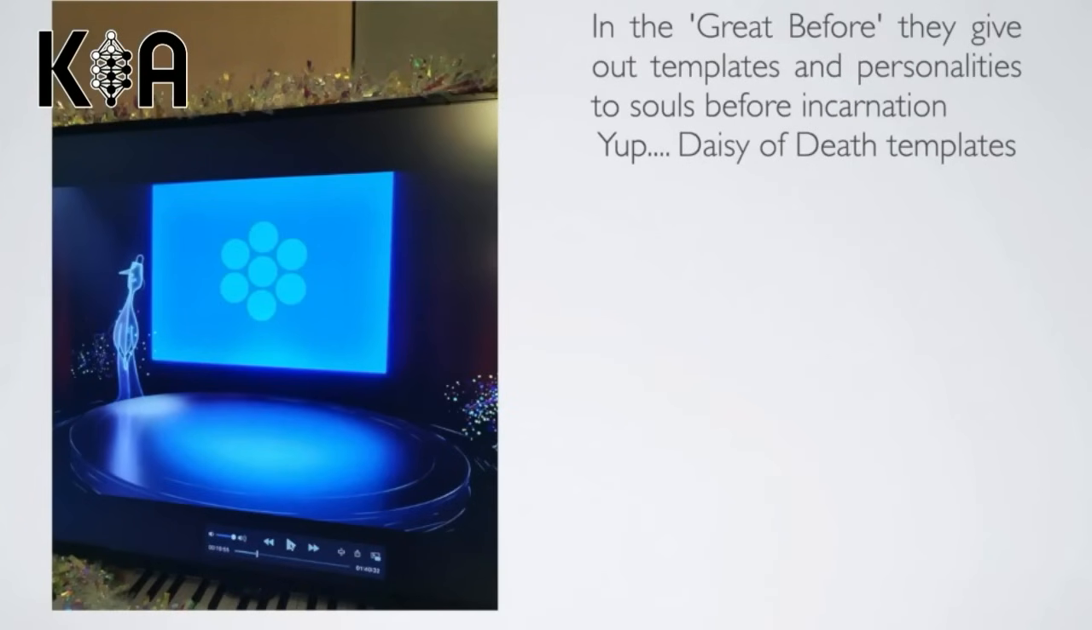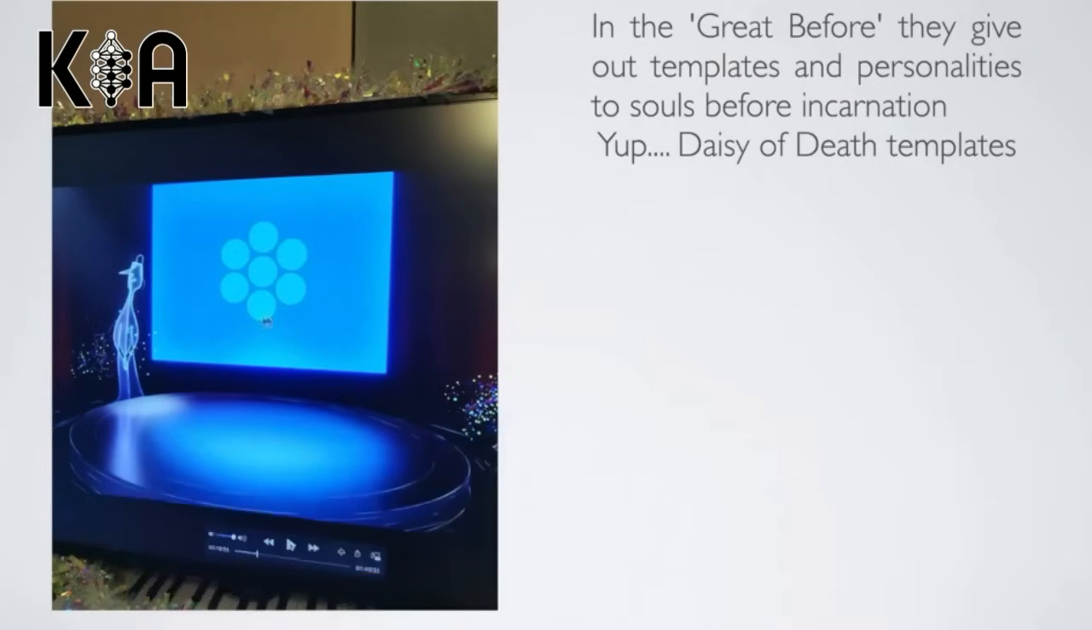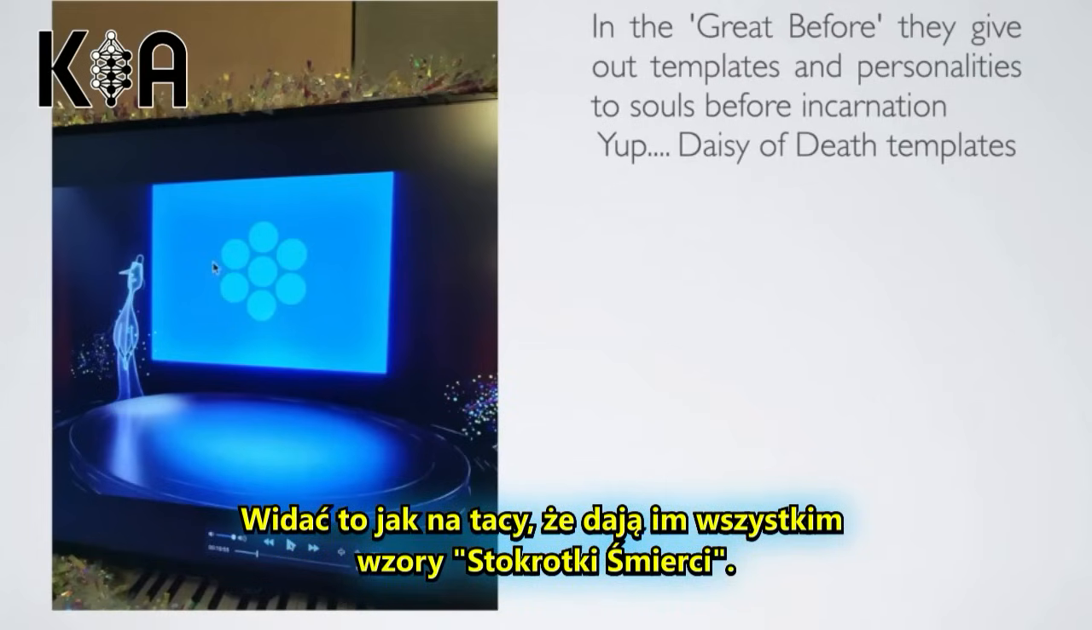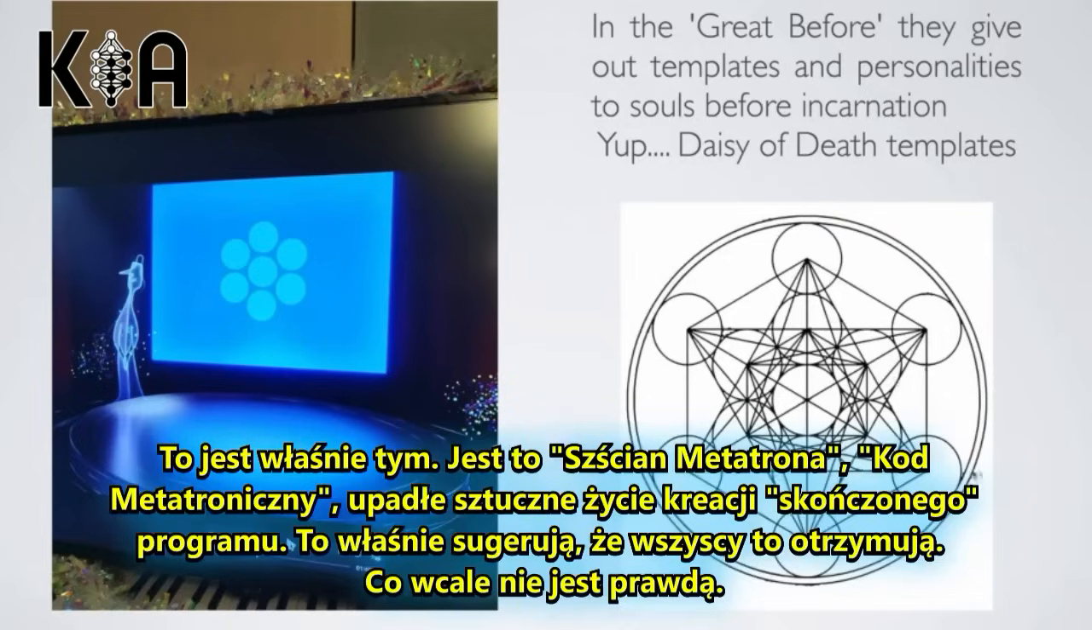Okay, so in the Great Before, basically what they do is they give out templates and personalities to souls before they incarnate into a body on planet Earth. This is like the story of the movie. And as you can see, they're all attending this seminar to decide which soul template they're going to get. And lo and behold, yep, they're giving them all Daisy of Death templates. Now, just to show you, that's what this is. This is Metatron's cube, the Metatronic code, fallen creational, artificial life, finite program. That's what they're suggesting everybody gets, which is not true at all.